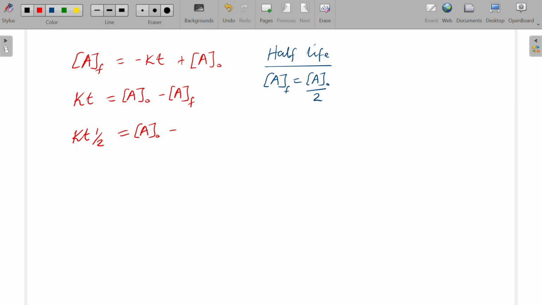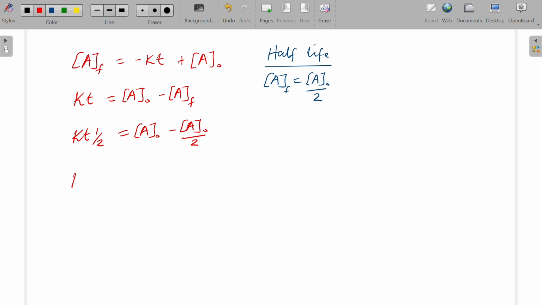We are going to replace it by the initial concentration divided by 2, like that. So that's what we have at half-life. We can see we have introduced T half. The T half means half-life, and then this will be equal to the initial concentration minus the final concentration. But at half-life, the final concentration will be equal to the initial concentration divided by 2. I hope that's clear. Then we'll proceed.